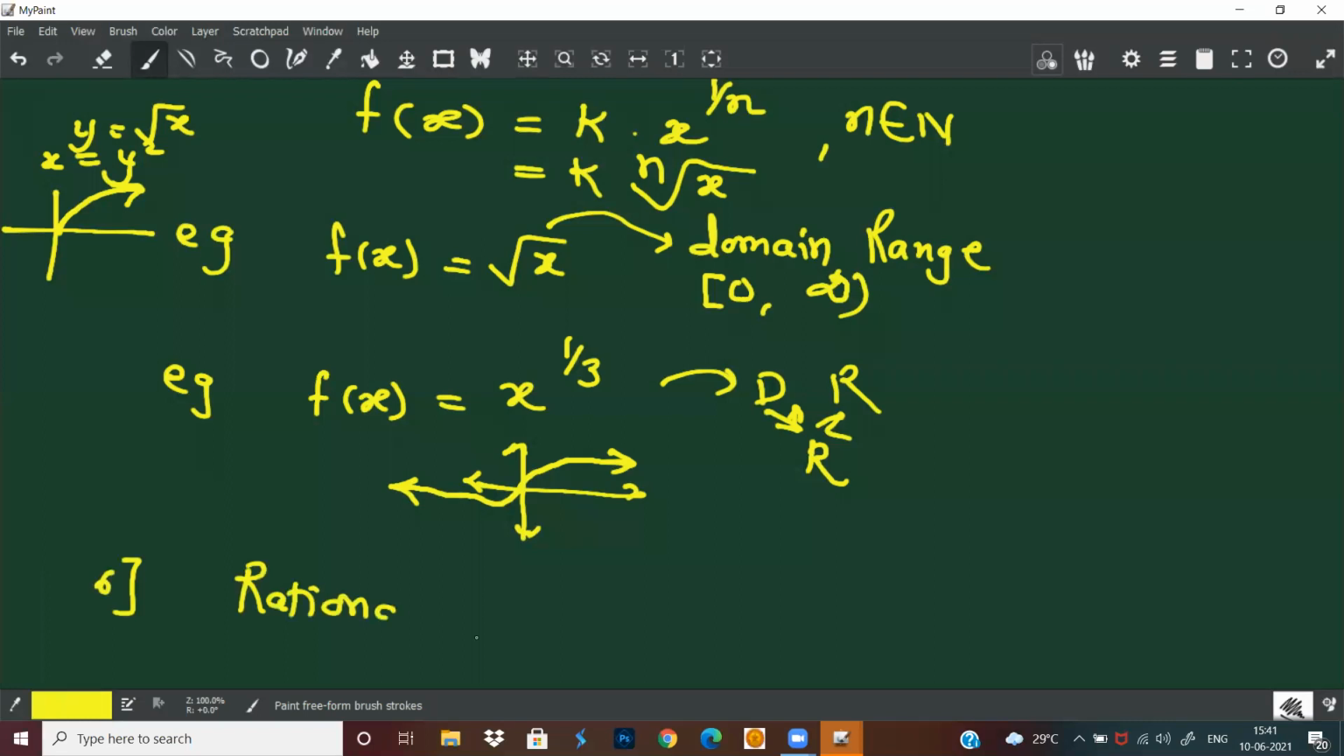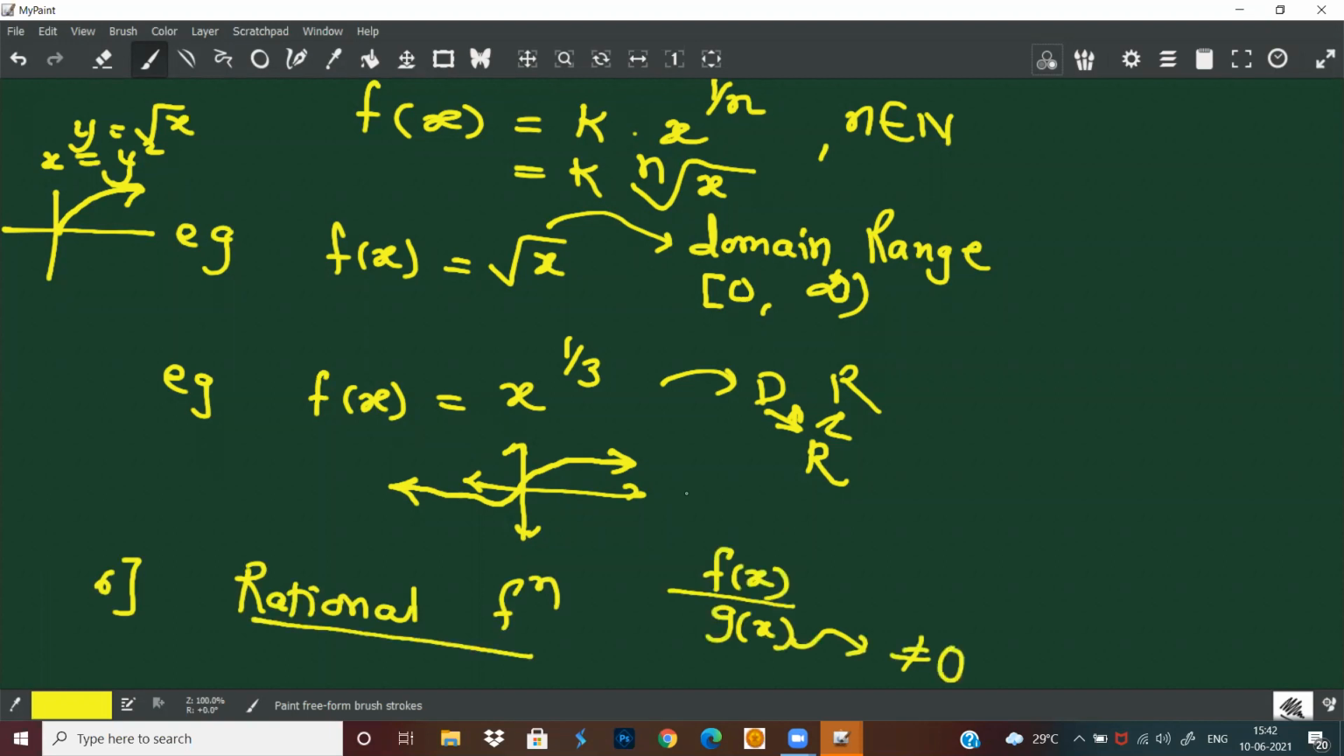You have a rational function. What is a rational function? Polynomial upon polynomial, where polynomial should not be zero, otherwise it will not be defined only. Yes, inverse graph, perfect. This is polynomial upon polynomial. When polynomial in the denominator is not zero, is called a rational function. ये ना आगे जाके आप continuity सीखोगे. तो continuity में I'll give you an example.